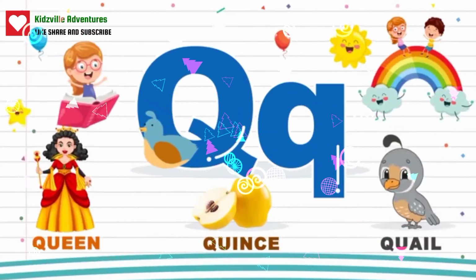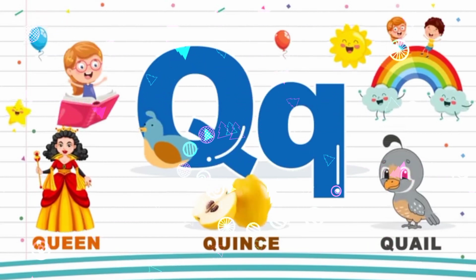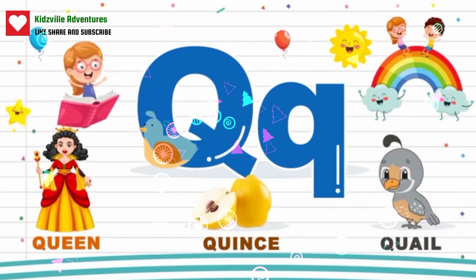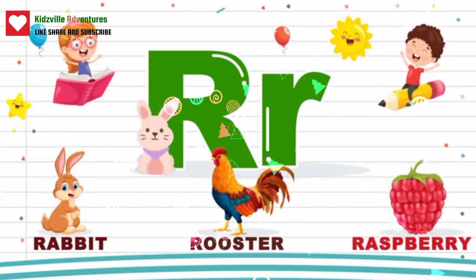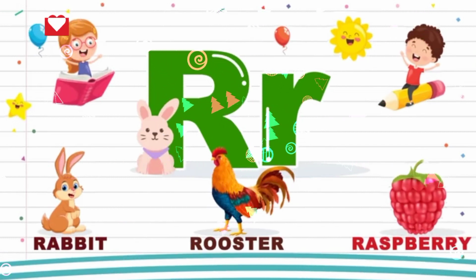Q. Q for queen. Q for quail. R. R for rabbit. R for rooster. R for raspberry.